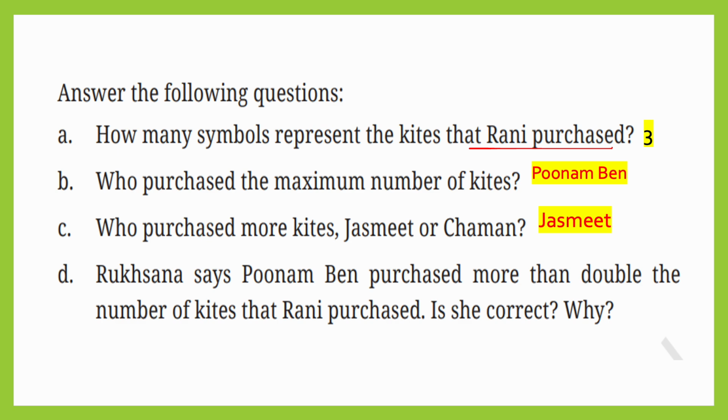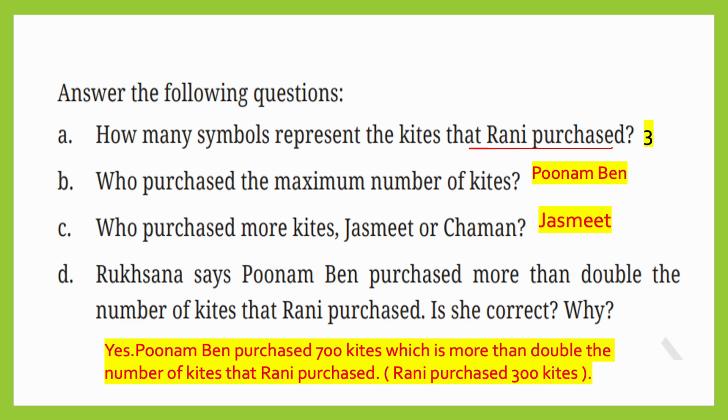Why? Poonamben purchased 700 kites. Rani purchased 300 kites. So double the number of kites Rani purchased is 300 into 2, that is 600. So 700 is more than 600. So Poonamben purchased 700 kites, which is more than double the number of kites that Rani purchased.